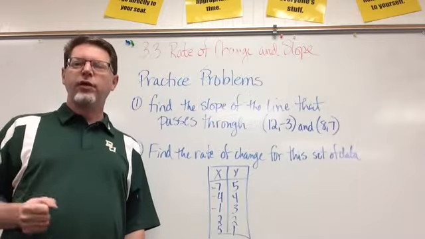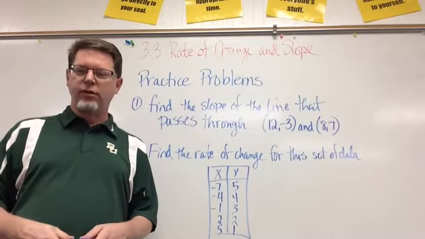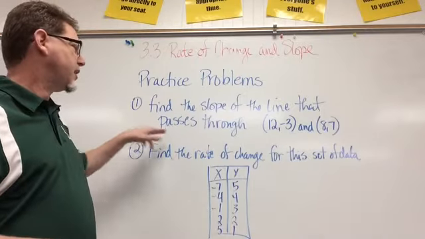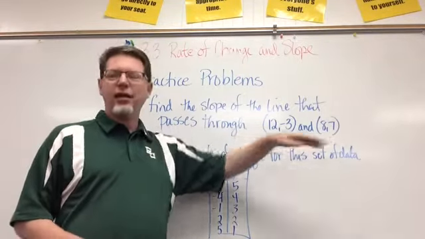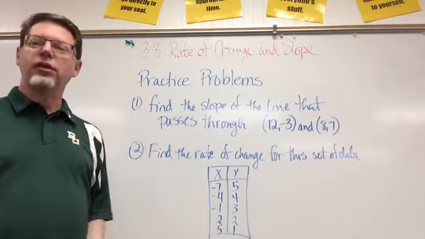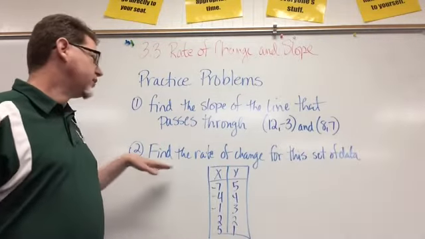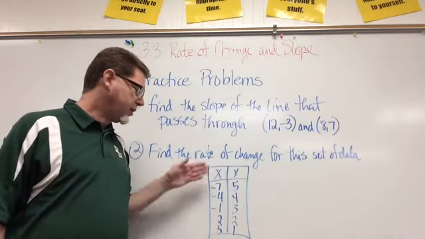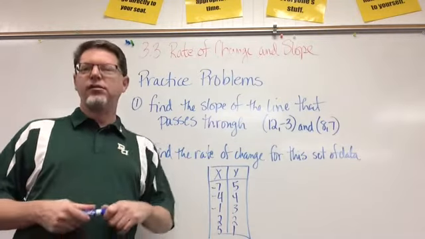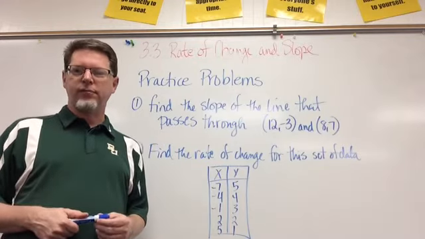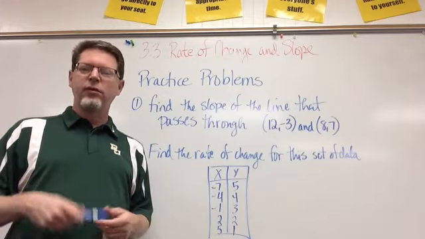And the moment you've all been waiting for, here are your two practice problems for this video. The first one says to find the slope of the line that passes through 12, -3 and 8, 7. Remember to put it in simplest form if indeed you have a fraction. The second one is find the rate of change for this set of data. You're given a list of x's and a list of y values. Find the rate of change and make sure you put that in simplest form also. Take a picture, submit it through Edmodo, and you're done.